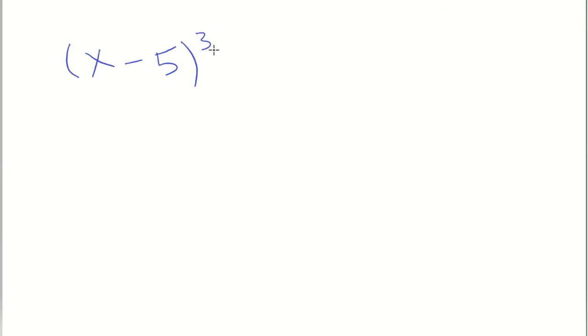Okay, this one again is not as bad as it looks. It's just being multiplied by 3 times. So it's the same idea. If this was just x to the third, then that would be the same thing as saying x times x times x. Or you could write it like this.